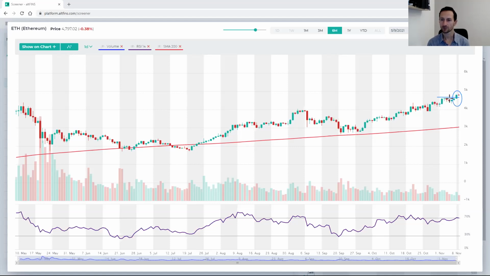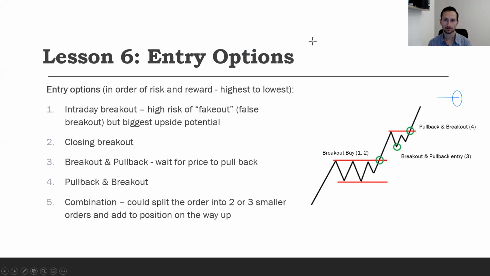So the first one was breakout closing. The second position was on the breakout pullback. And the third and final piece of my position would have been on the pullback breakout, right? When we go back to the entry strategies right here. That's exactly how Ethereum played out.